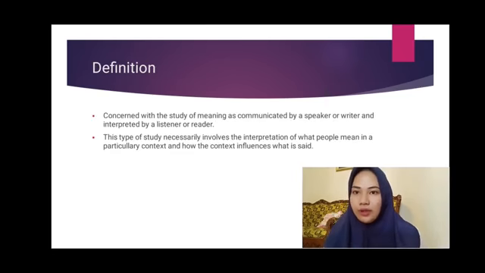Definition. Pragmatics is concerned with the study of meaning as communicated by a speaker or orator and interpreted by a listener or reader. This type of study necessarily involves the interpretation of what people mean in a particular context and how the context influences what is said.